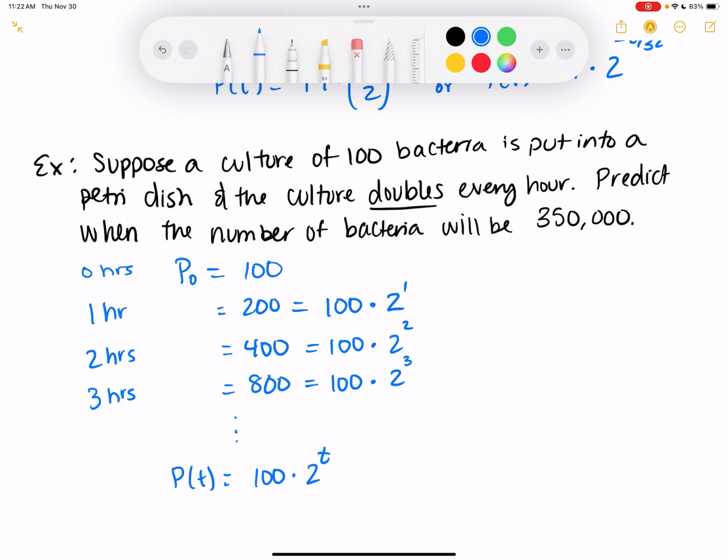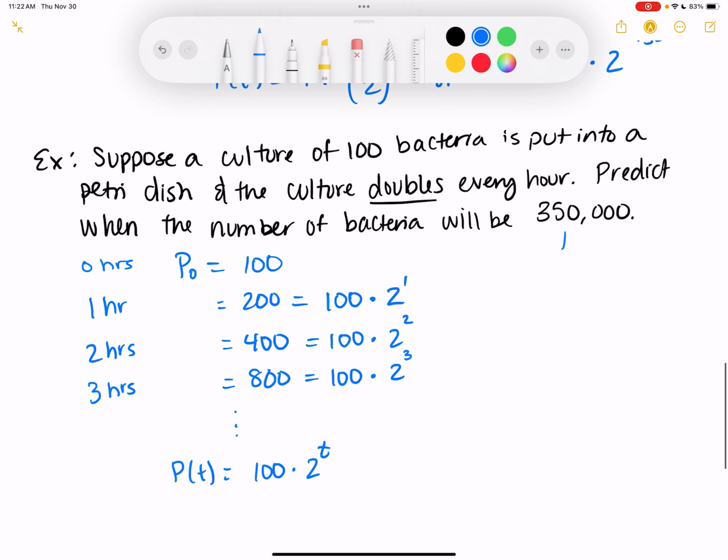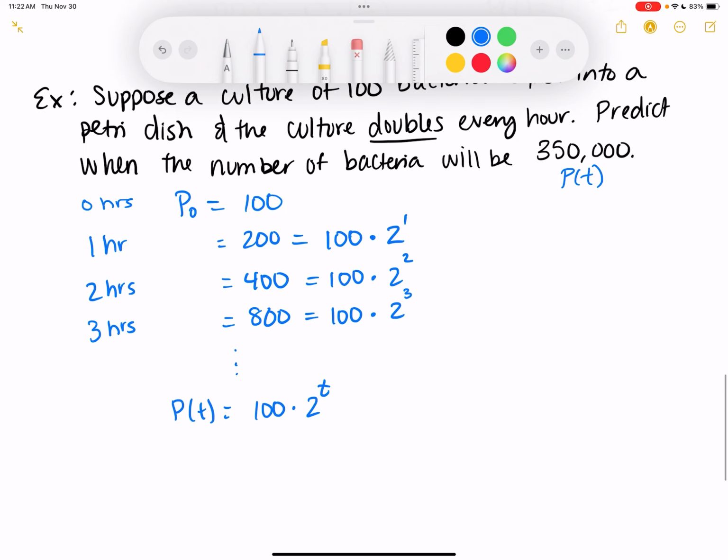So I want to know when the number of bacteria will be 350,000. So this number here is P of t. So I'm going to have 350,000 is equal to 100 times 2 to the t. Now, this is where I don't really like how this book does this. I understand why they teach this section after the section we just did, but the section that comes after this is actually needed to solve this.